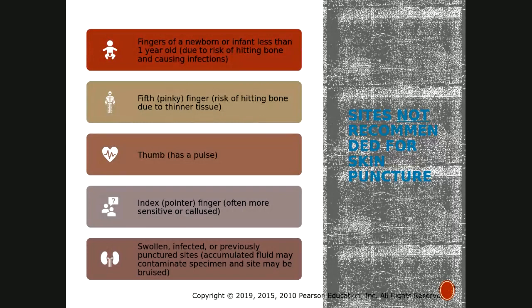Do not use the fingers of newborns or infants less than 1 year old, due to the risk of hitting the bone and causing infection. We will not use the fifth pinky finger, again due to the risk of hitting the bone, osteomyelitis, because of the thinner tissue. We will not use the thumb, as it has a pulse. The index pointer finger is often more sensitive or calloused. Also avoid swollen, infected, or previously punctured sites. Accumulated fluid may contaminate the specimen and the site may be bruised.